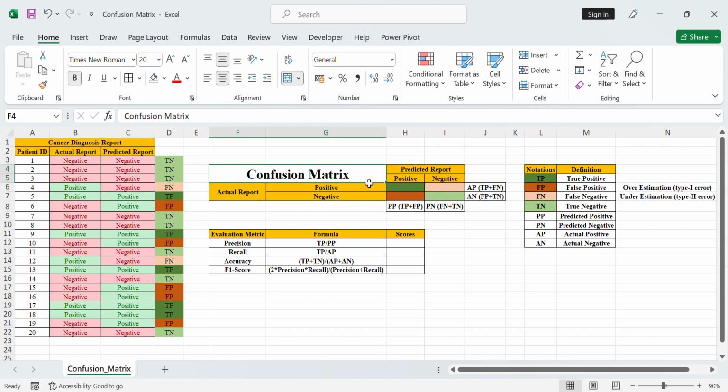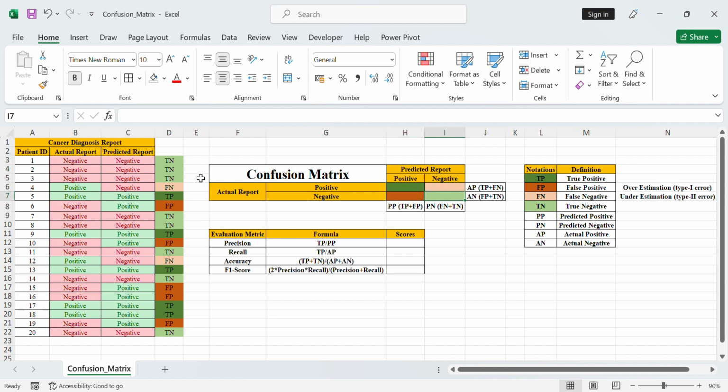As we have discussed, the confusion matrix is a matrix. So it has 2 rows and 2 columns. It's a 2 cross 2 matrix of order 2. In the rows, I have taken the actual report, positive and negative, and in the columns I have taken the predicted reports, positive and negative. Here I'll be filling in the count of all those positive and negative combinations.